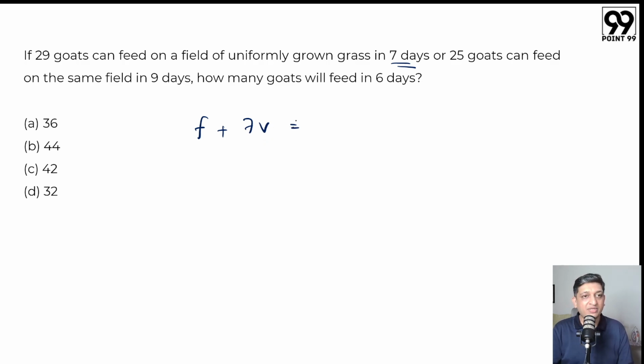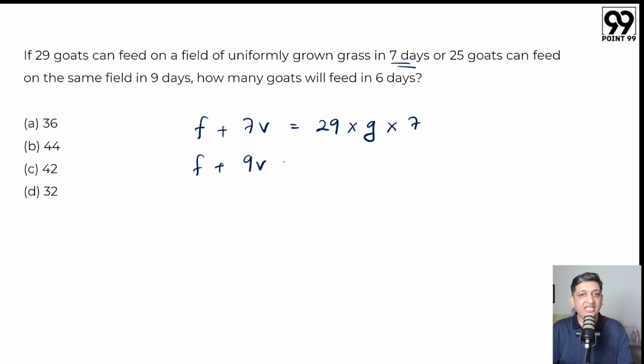Now this is going to be equal to what 29 goats are feeding. So 29 goats can feed on this for 7 days. So let one goat eat g amount of grass every day. So 29 goats will eat 29g amount of grass in one day, but in 7 days it will be 29g times 7.